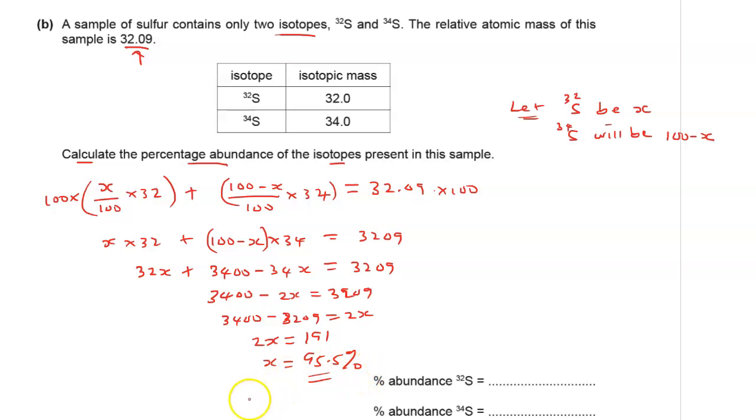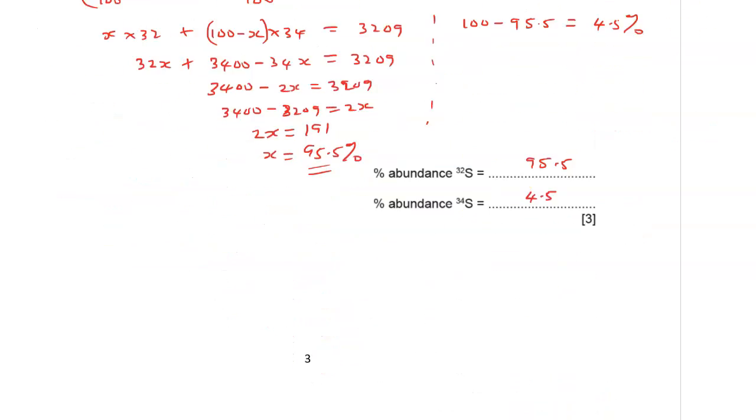So if x is equal to 95.5%, then we had said that isotope 34 will be 100 minus x, and we have found x to be 95.5, so this will be 4.5%. Therefore, the abundance for isotope 32 is 95.5%, and the other one is 4.5%. Very well.